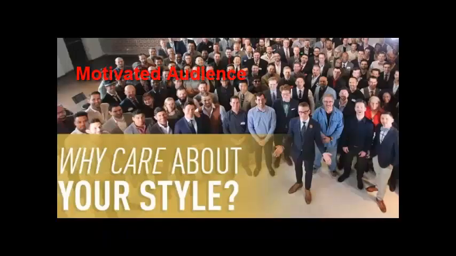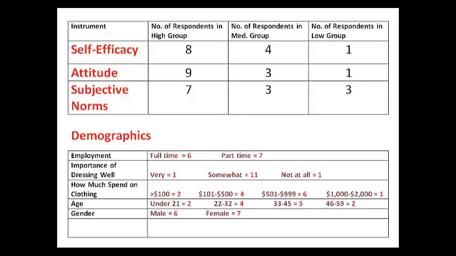Here the audience has a positive attitude towards your message. Thus, if you review your overall tallies from your survey, which includes all sections, that's your attitudinal section, your self-efficacy section, and your subjective norms section, then you'll see that the majority of respondents fell into your high groups. That is, you'll know that you have a motivated audience.